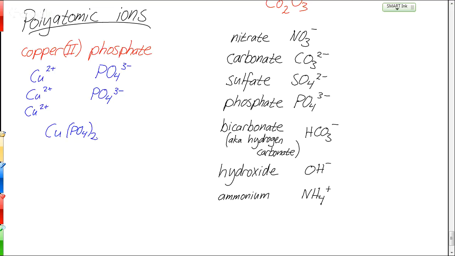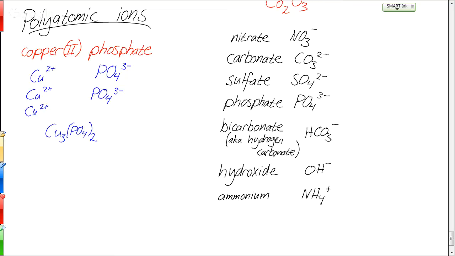Cu3(PO4)2, with the PO4 in parentheses to show that it's the whole thing. We need the parentheses around it because otherwise it would look like PO42, with a 4 and a 2 right next to each other. So the parentheses tell us it's 2 of that whole phosphate ion with the copper.